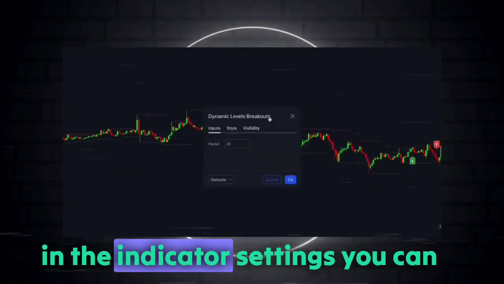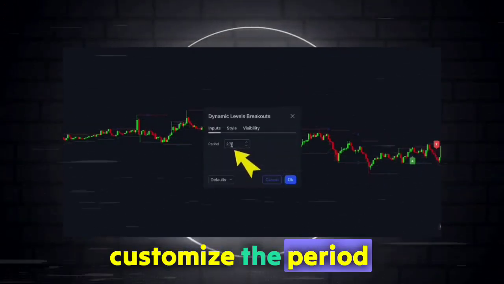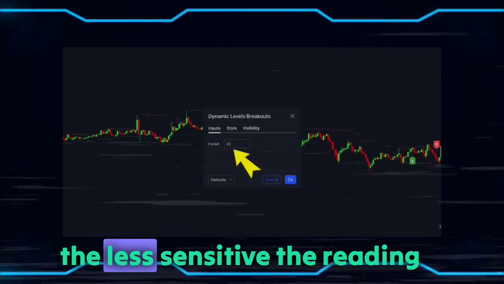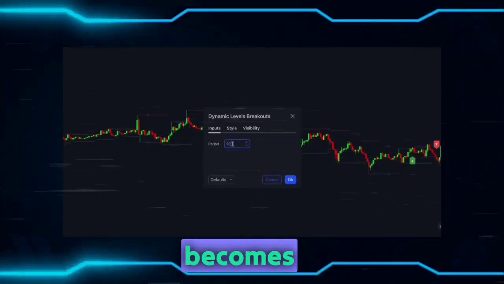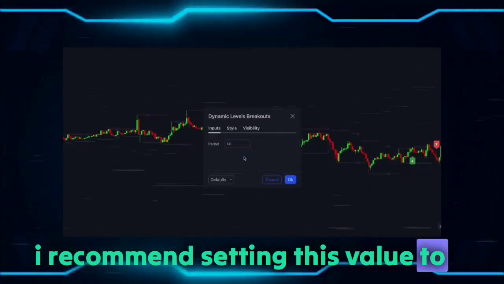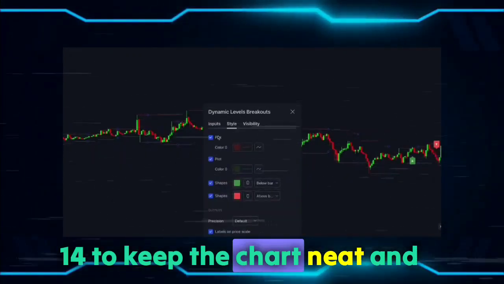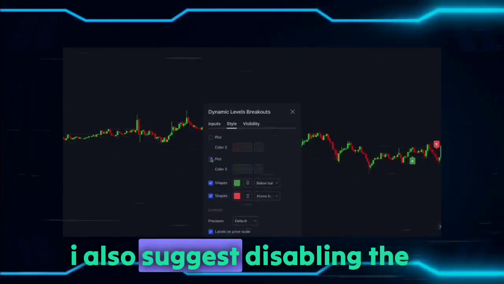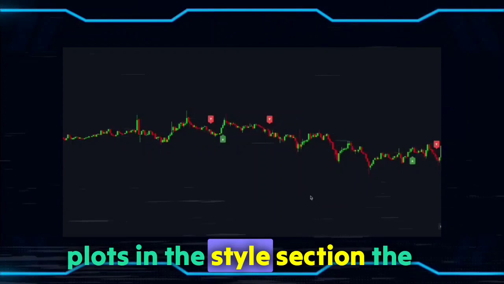In the indicator settings, you can customize the period. The higher the number, the less sensitive the reading becomes. I recommend setting this value to 14. To keep the chart neat and tidy, I also suggest disabling the plots in the Style section.